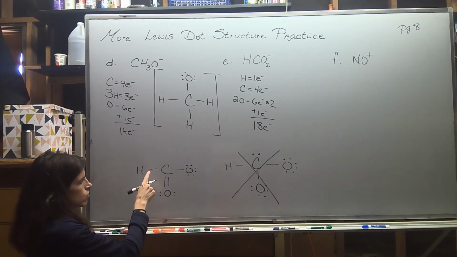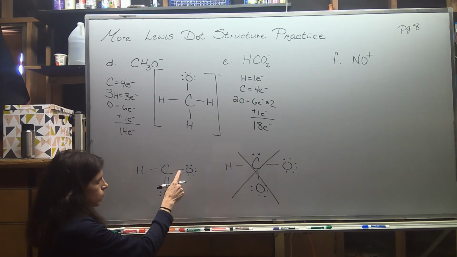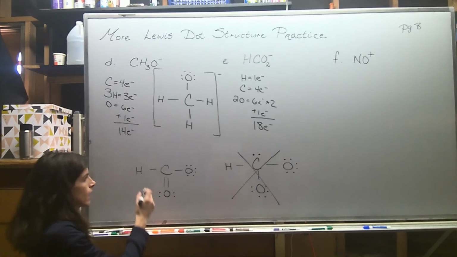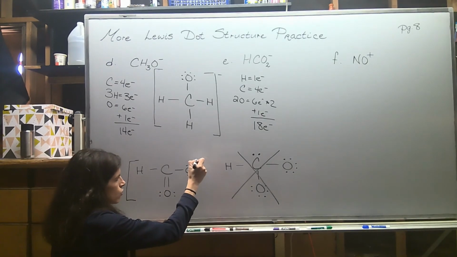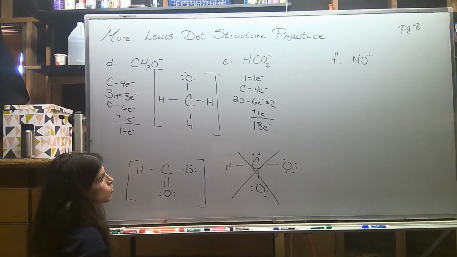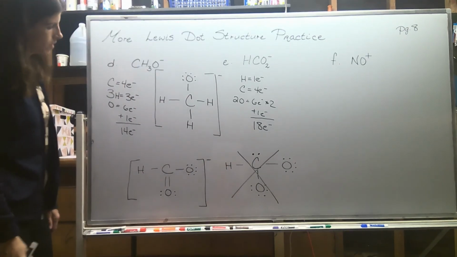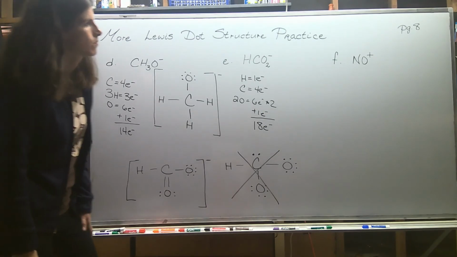Octets are good. 2, 4, 6, 8, 10, 12, 14, 16, 18. So I've used exactly 18 electrons, and the octets are good to go. Last thing I need to do, since this is a good structure, this is my final answer. I want to put square brackets, and I'm going to put the negative charge there. So we definitely can have double bonds in our charged species.